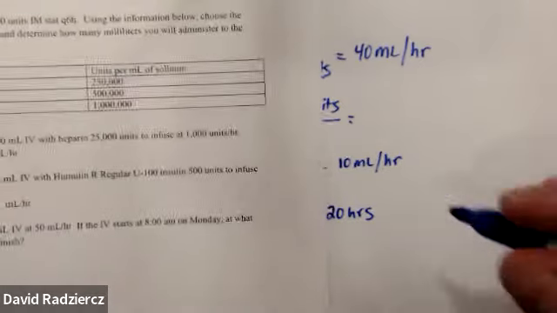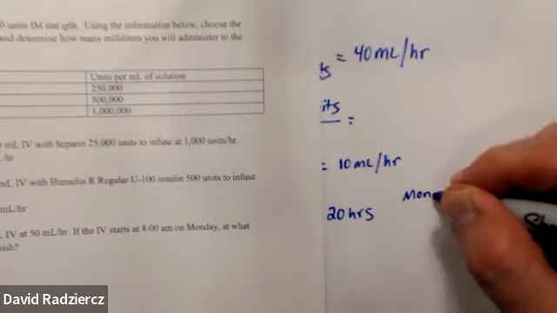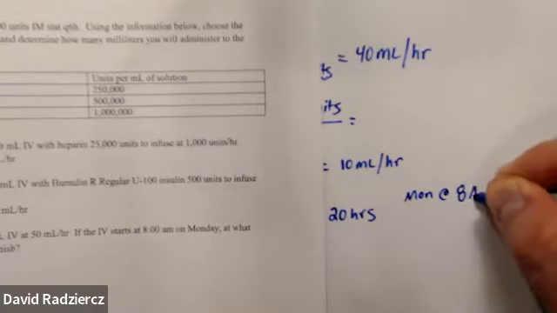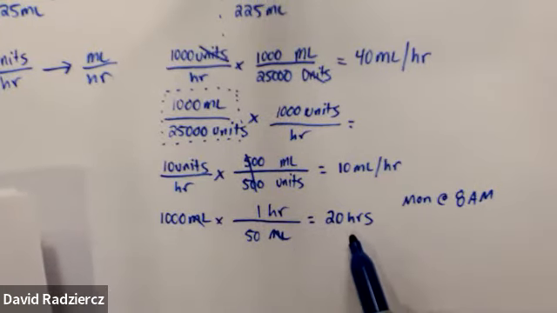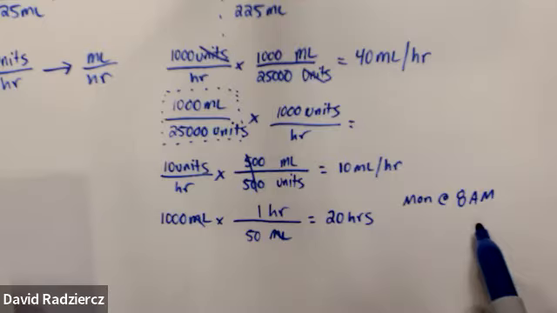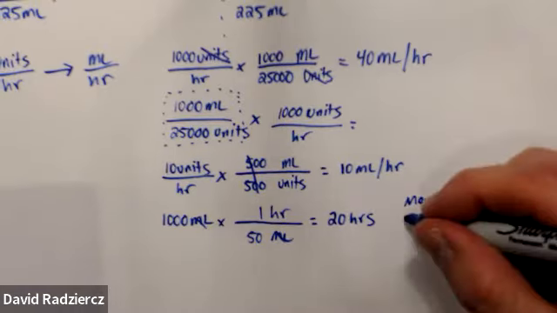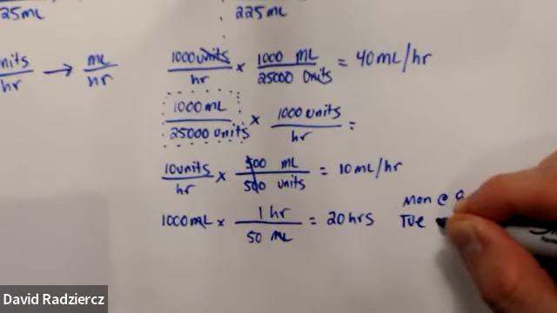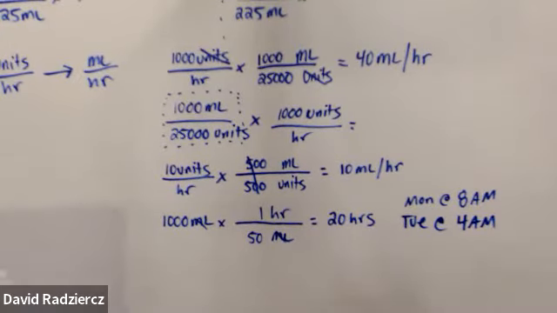So if it started Monday at 8 a.m., what time will it stop? Well, one way you can do this is just say, okay, 24 hours from Monday at 8 a.m. would be Tuesday at 8 a.m. Take away 4 hours. You can say Tuesday at 4 a.m. is when it would stop.